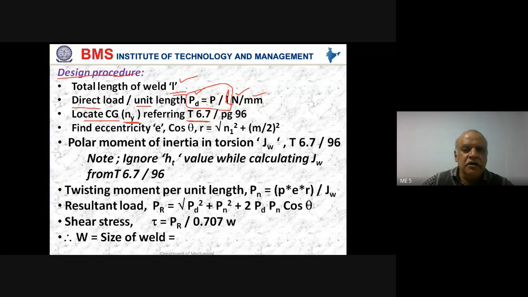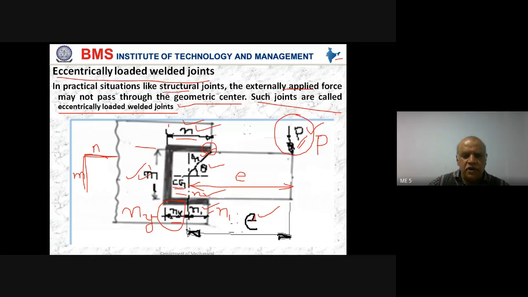Using the table 6.7 formulae on page number 96, calculate the location of the center of gravity Ny. Then find the eccentricity. Once you know the value of Ny, you will get the eccentricity if the total length is given. Otherwise, in some problems they give the eccentricity directly. In some problems they give the length from the point of application of load to the edge of the weld. In such a case, subtract Ny from it, and you will get the eccentricity.